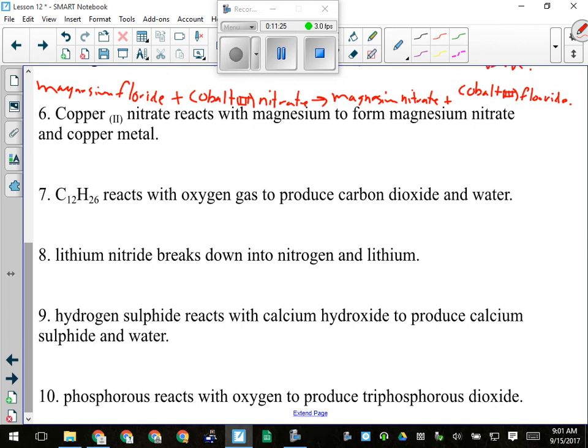Okay, so this way does tend to be a bit more difficult. Plus, when we're predicting the products of a reaction, I only ever write the reactants in words, and then you have to figure out what the products would be after that. We're not there yet, okay, but we will be.